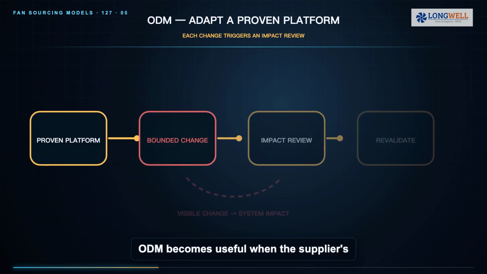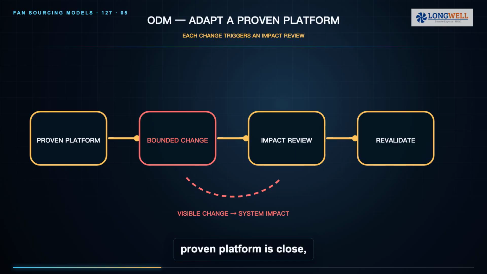ODM becomes useful when the supplier's proven platform is close, but not exact. Changes may include dimensions, connector, cable, controller logic, mounting, impeller, acoustics, or packaging. Every change needs a controlled requirement and an impact review: airflow, pressure, input power, noise, temperature, life, safety, electromagnetic compatibility, tooling, and certificates. A small visible change can create a large validation task.